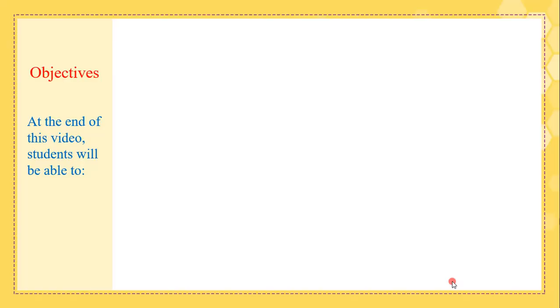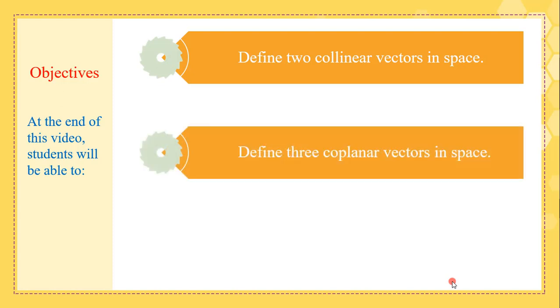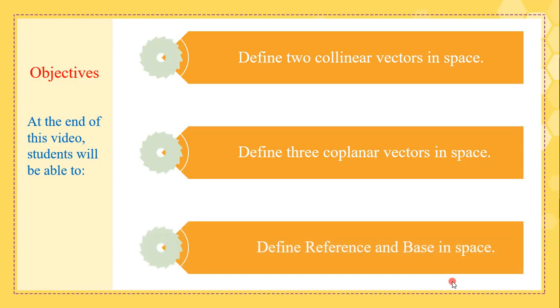Bismillahirrahmanirrahim. The objectives of this chapter are: define two collinear vectors in space, define three coplanar vectors in space, define reference and base in space.